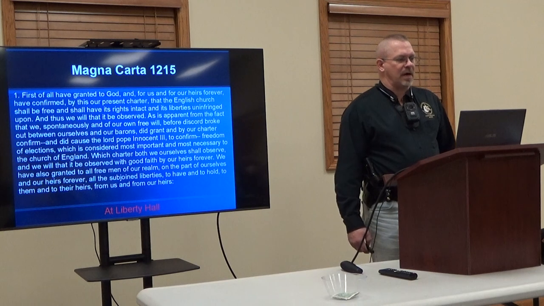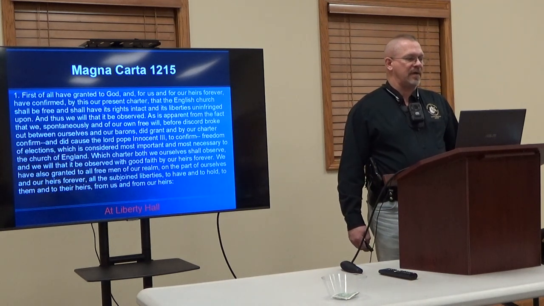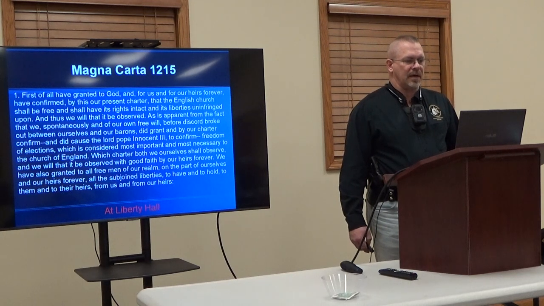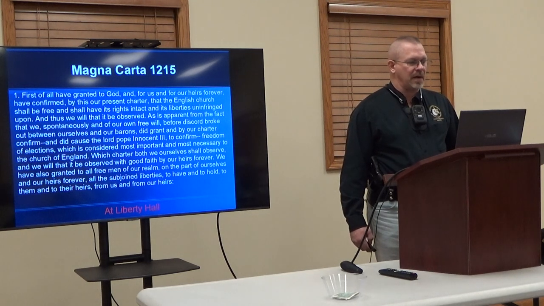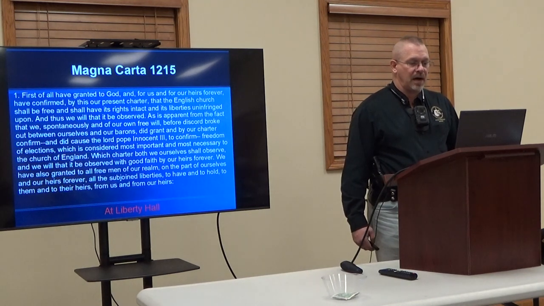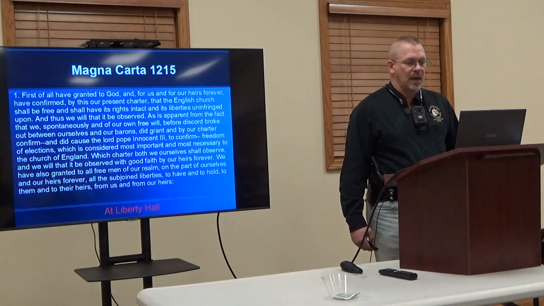Number one, first of all, we have granted to God, and for us and for our heirs forever have confirmed by this our present charter, that the English Church shall be free and shall have its rights intact and its liberties uninfringed upon, and thus we will that it be observed, as is apparent from the fact that we, spontaneously and of our own free will, before discord broke out between ourselves and our barons, did grant and by our charter confirm, and did cause the Lord Pope Innocent III to confirm, freedom of elections, which is considered most important and most necessary to the Church of England, which charter both we ourselves shall observe, and we will that it be observed with good faith by our heirs forever. We have also granted to all free men of our realm, on the part of ourselves and our heirs forever, all the subjoined liberties, to have and to hold to them and to their heirs from us and from our heirs.